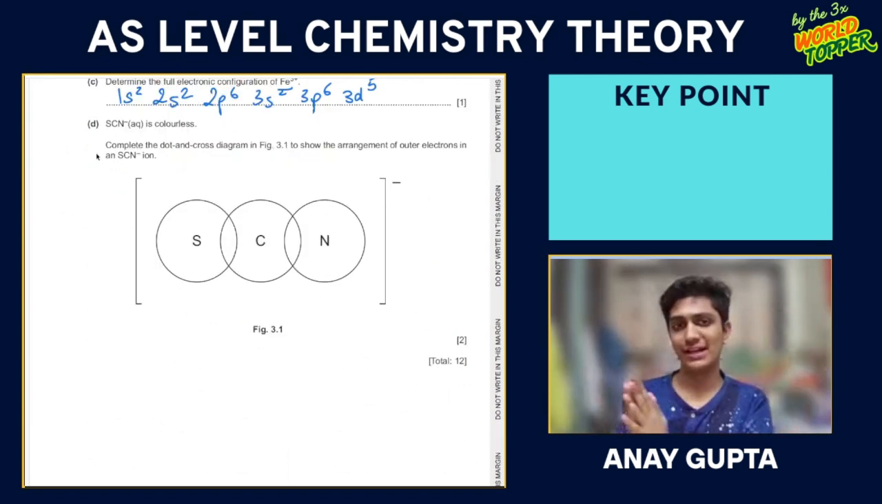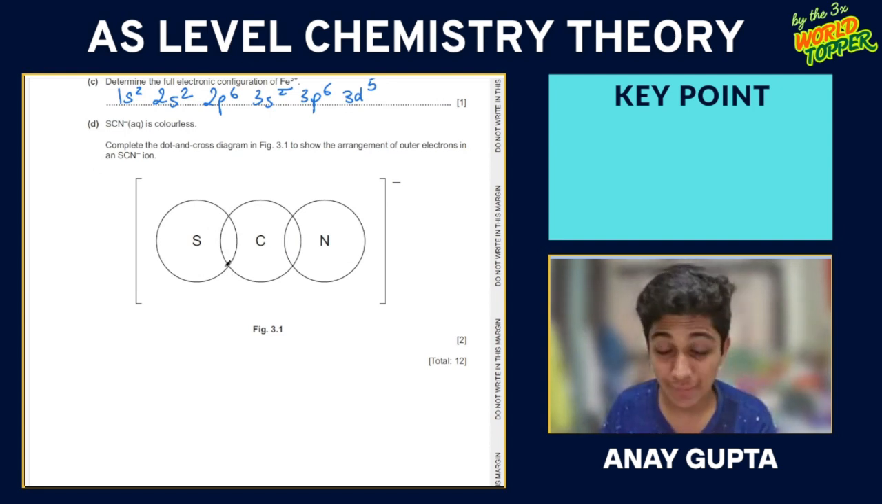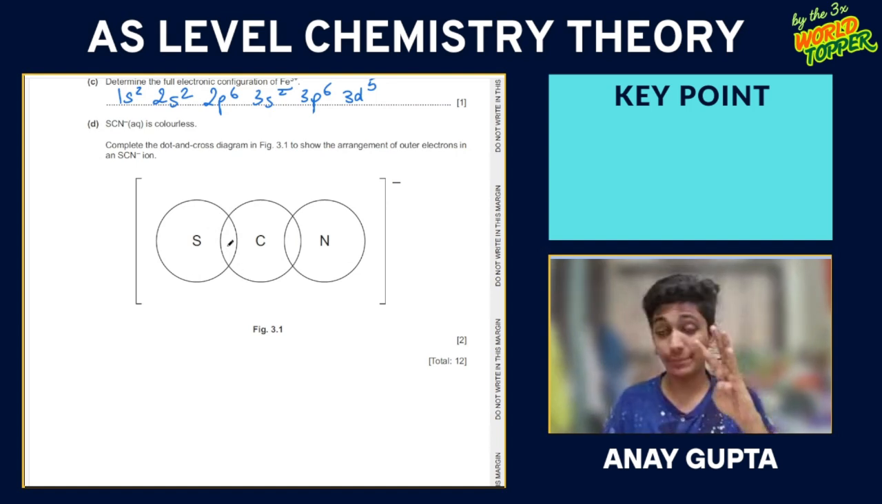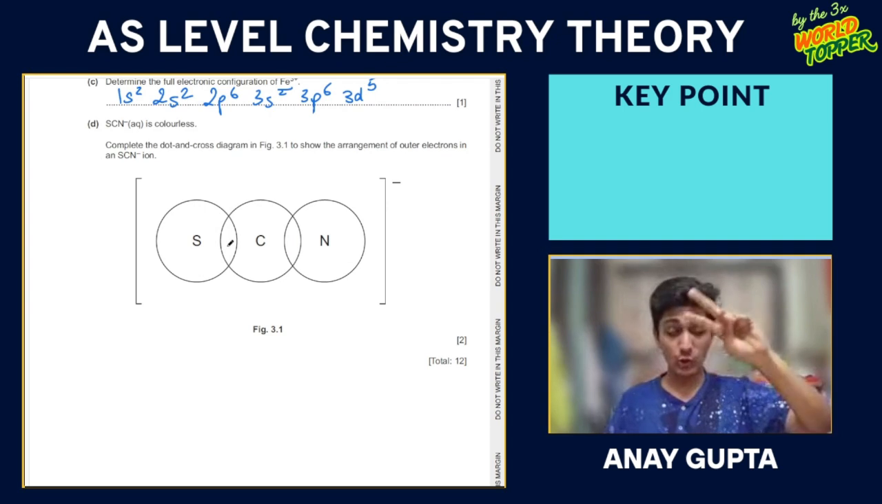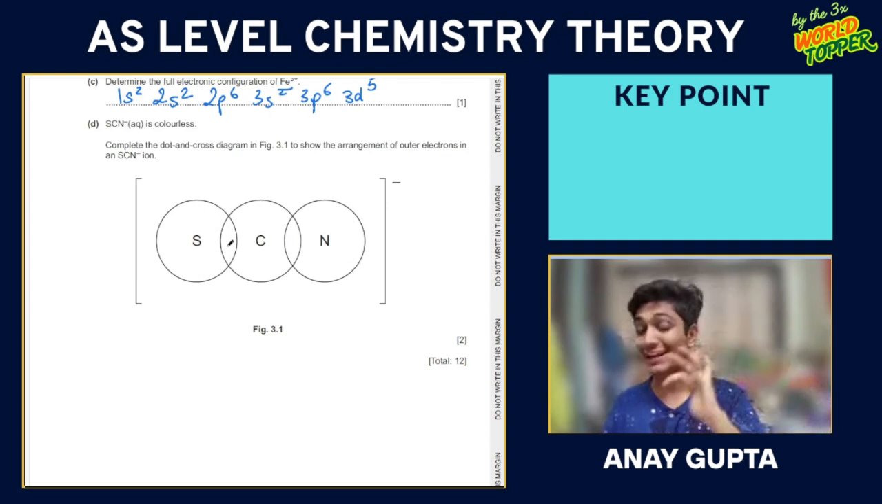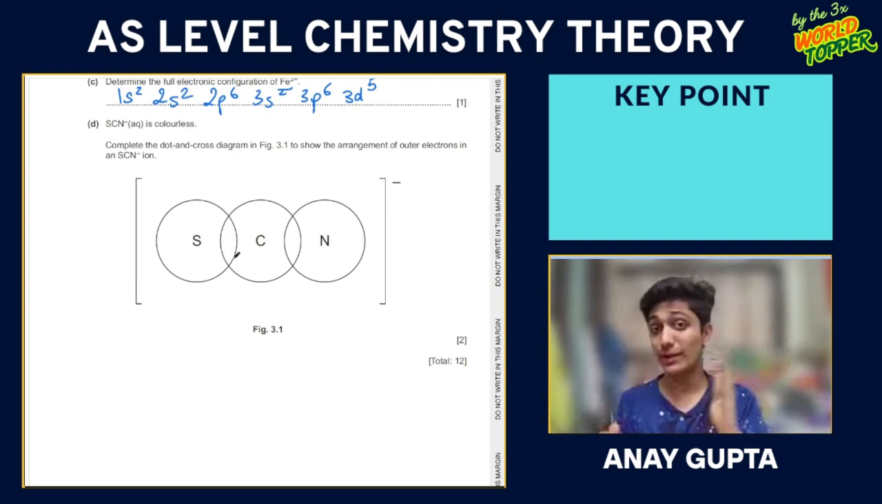SCN- is colorless. Complete the dot and cross diagram in figure 3.1 to show the arrangement of outer electrons in an SCN- ion. Now if we look at this, carbon has a valency of 4. That means it can form up to 4 covalent bonds. Sulfur has 2 electrons that can form covalent bonds, and nitrogen has 3. So 2 plus 3 will give us 5.